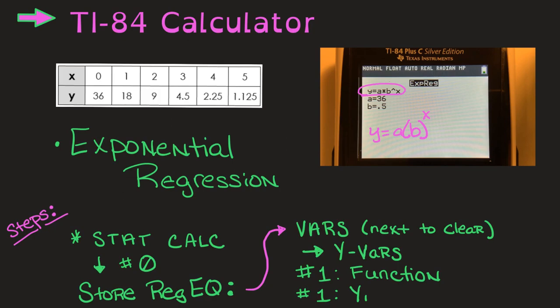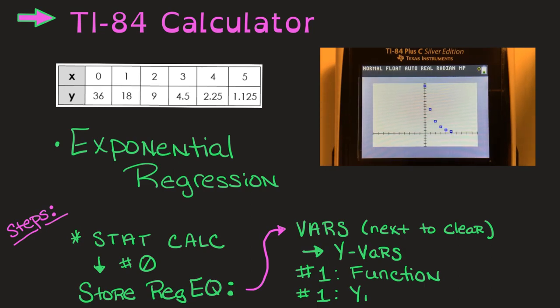We know what a and b values are because right below the equation they give us, you can see here, it will tell you. So if you want to manually enter this information into the y equals instead of doing the vars and having the calculator do it for you, you can. So just make sure that you input it correctly. You want to write y equals 36, open parentheses, 0.5, close parentheses, and make sure you put the x in the exponent spot.